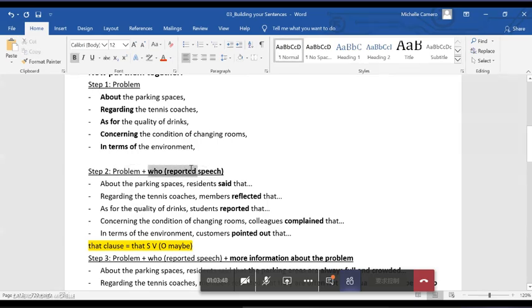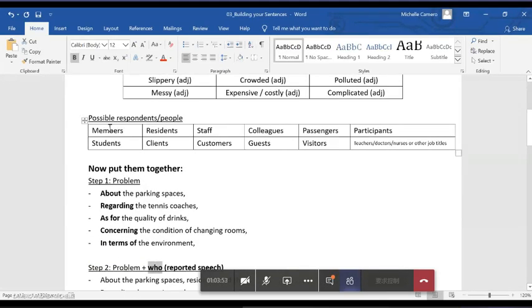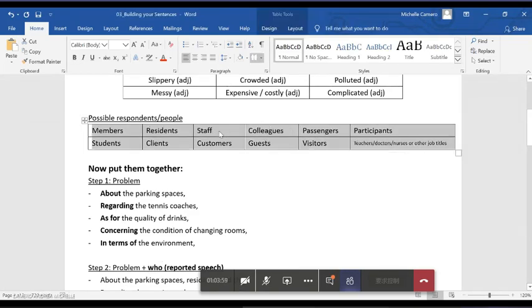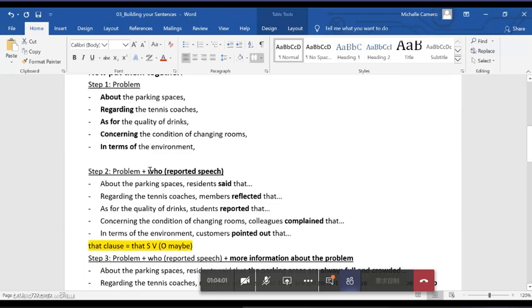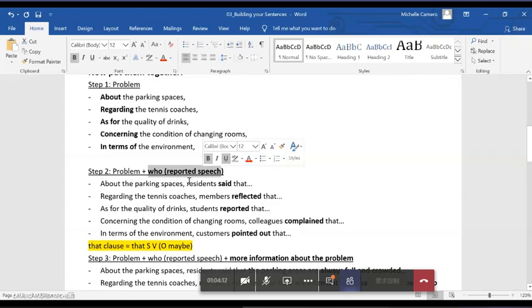Step 2 is when you say who and reported speech. So who are the people? So remember I talked to you about the people up here, the group of people who complained. So that's what you're going to include as part of step 2, the people who complained. So we have residents, members, students, colleagues, customers. And along with the people who complained, you're going to use reported speech. What does reported speech look like? You have said that, reflected that, reported that, complained that, pointed out that. So it's whenever you're repeating what someone else said, you're using reported speech. Okay, so you've got words like said, reflected, complained, pointed out.